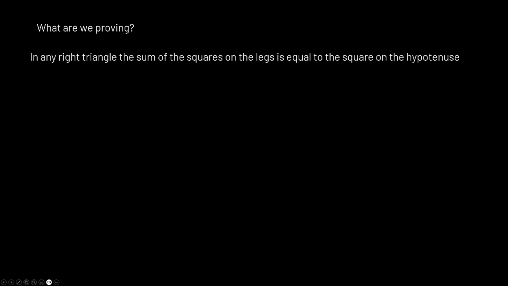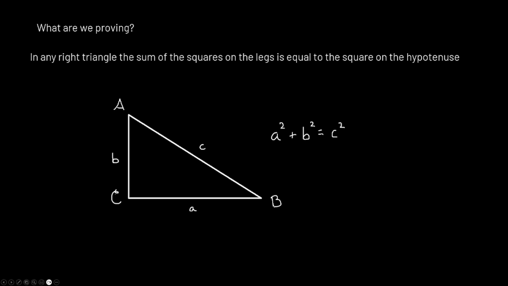Okay, so anytime you're doing a proof, first thing you need to do is state, what are you proving? Okay, so we are proving that in any right triangle, the sum of the squares on the legs is equal to the square on the hypotenuse. You may have heard it as this, a squared plus b squared equals c squared. But remember, when you say a squared plus b squared equals c squared, that only works if a and b are the legs and c is the hypotenuse.